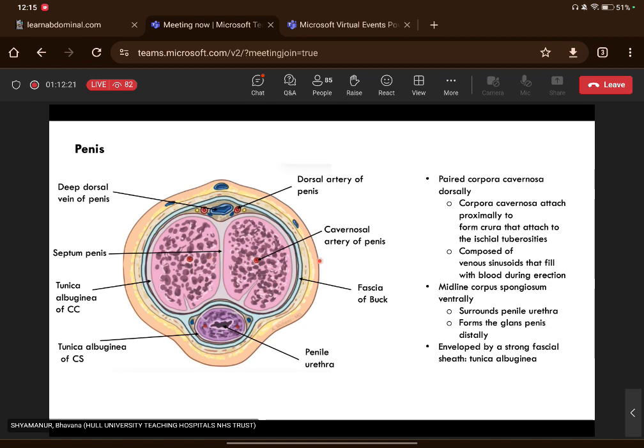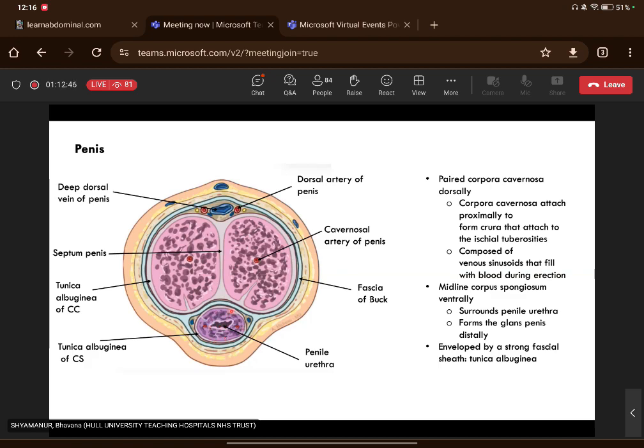This is a really good coronal plane through the penis that shows the structures quite well. The blood vessels are important to remember. I think these are structures that you can see quite well on MRI or ultrasound. Within the corpus cavernosum, there's a cavernosal artery of the penis, which is quite central. Within the corpus spongiosum, there is the penile urethra.